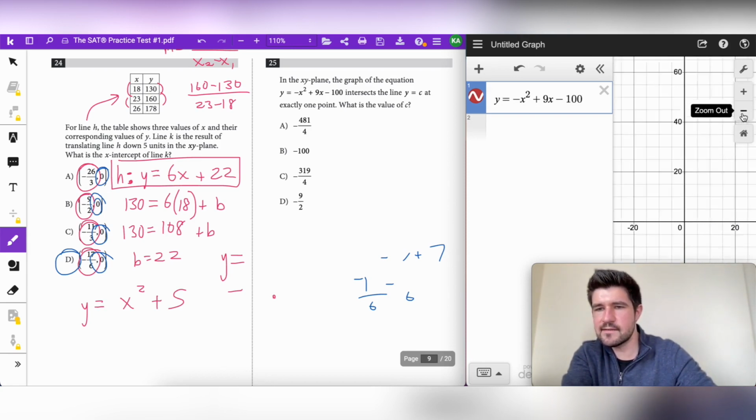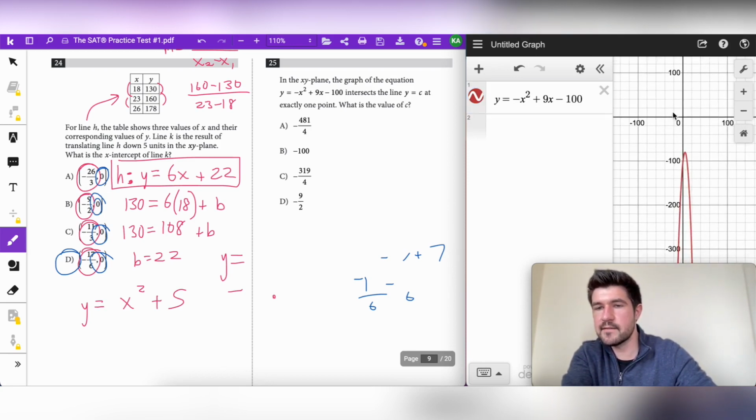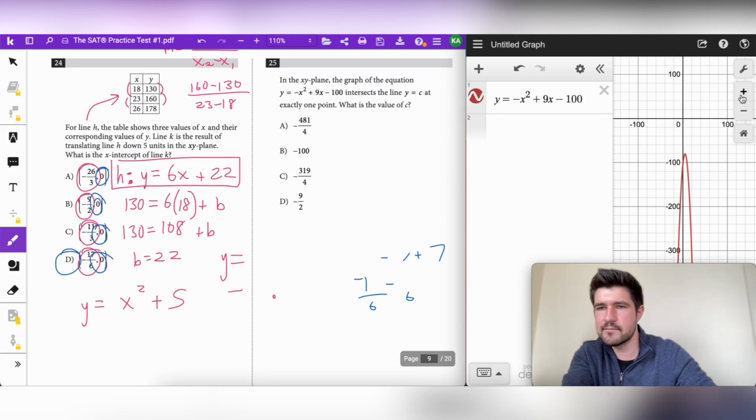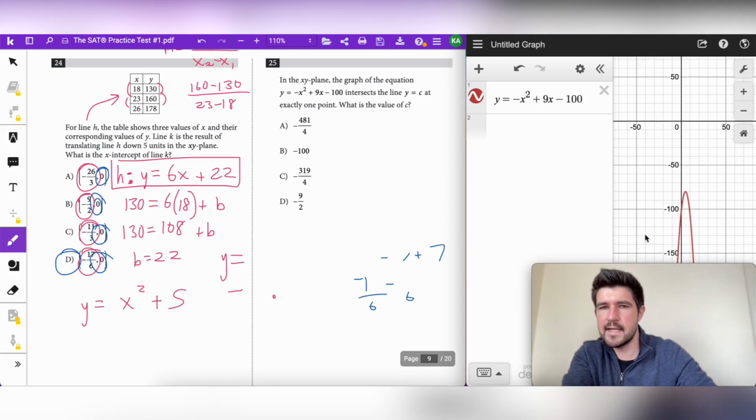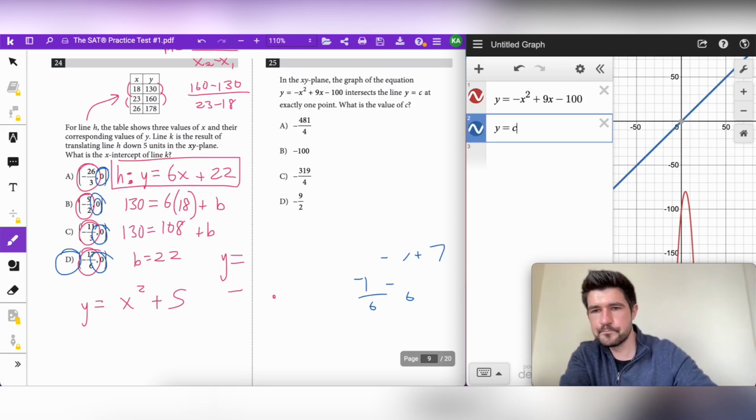So you don't see it there. You might need to zoom it out, but there's the quadratic, or the parabola upside down, right? And y equals c, any line that's y equals a constant, is a horizontal line. So if we do y equals c, this is the problem with the Desmos on this one, and I'm going to show you a workaround for it.